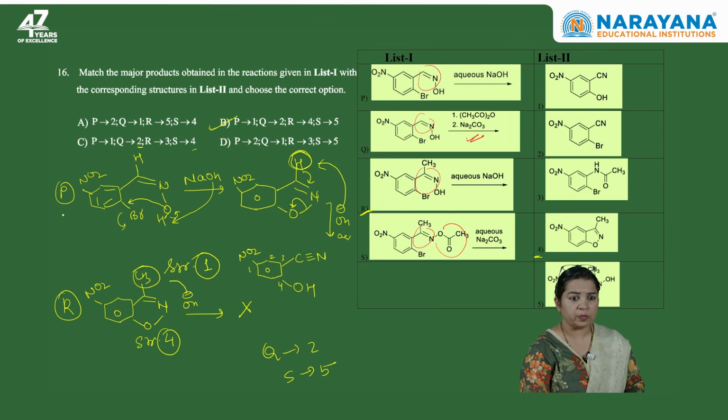Let us check the other options. P we matched with structure 1. Yes, it matched. Q with 2. R we matched with structure 4. Yes, it matched. And S we matched with structure number 5. It matched. Definitely then the answer for this question number 16 has to be option B.